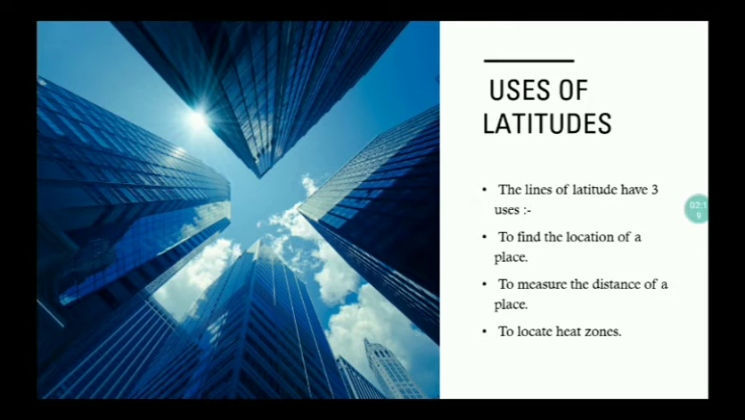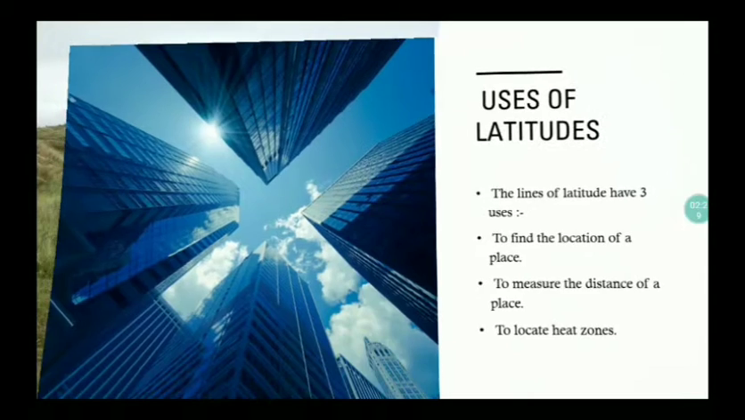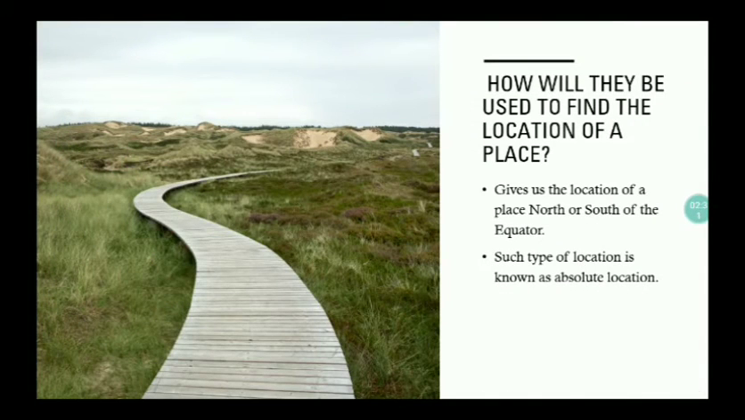Uses of latitudes. The lines of latitude have three uses: to find the location of a place, to measure the distance of a place, to locate heat zones. How will they be used to find the location of a place? They give us the location of a place north or south of the equator. Such type of location is known as absolute location.